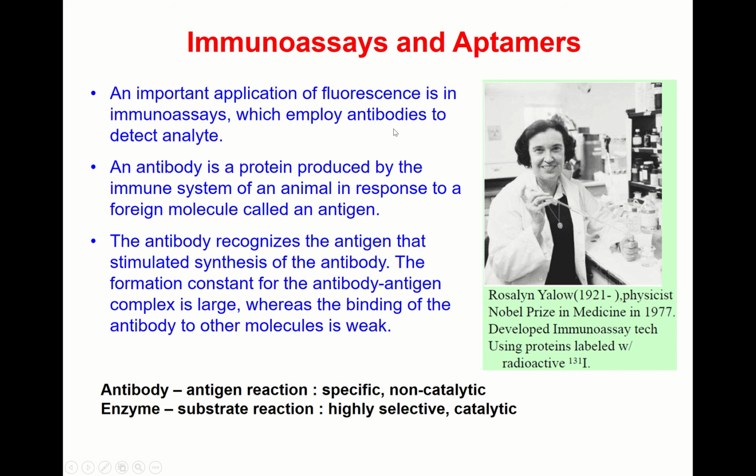Okay, so this woman, Rosalyn Yalow, is a physicist. She won the Nobel Prize in Medicine in 1977. She developed the immunoassay technique using proteins labeled with radioactive iodine. Okay, this iodine, mass number 131, is radioactive. So this immunoassay is widely used.